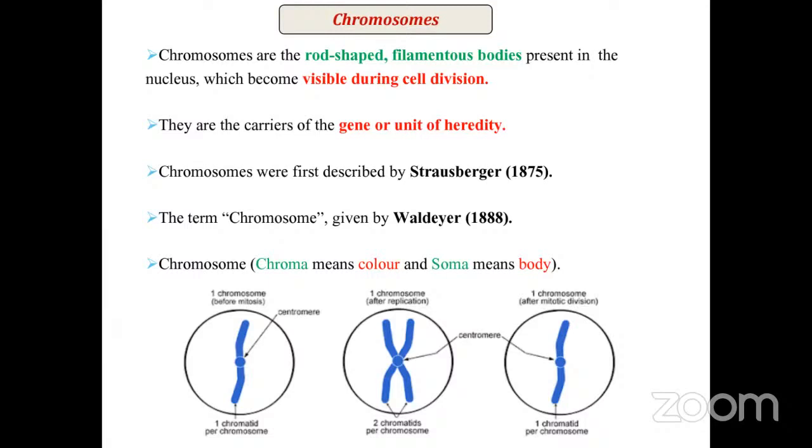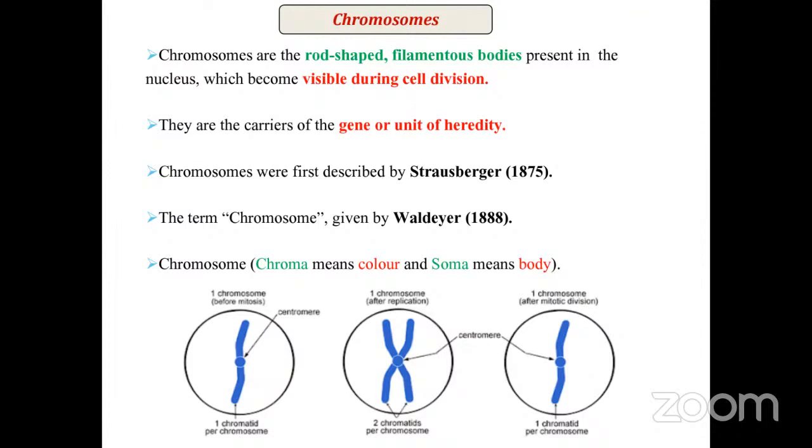I also told you that these histone proteins are basic in nature. They are positively charged because they are rich in basic amino acids like arginine, histidine, lysine. In contrast, DNA is negatively charged, and that's why there is a tight interaction between these histone proteins and DNA, and we call that entire structure chromatin.